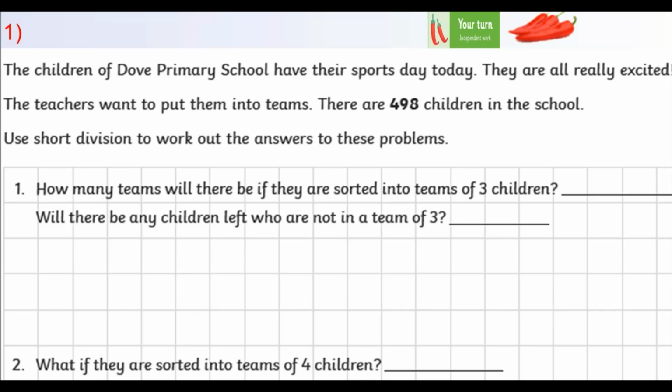And Chili 3, very similar situation, but you've got a slightly bigger number. Your number is 498. The question is, how many teams will there be if they are sorted into teams of 3 children? That's your first question. And will there be any children who are not in a team of 3? So that would be basically, have you got any remainders when you're dividing by 3? So pause the video now, Chili 1, for that question.